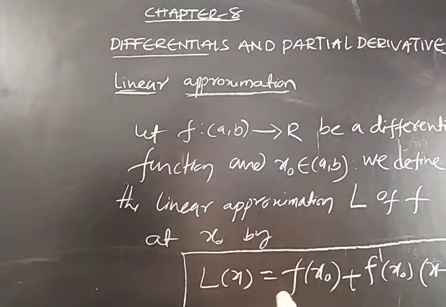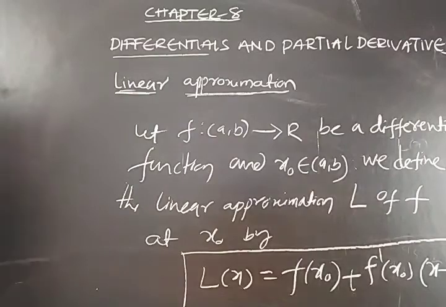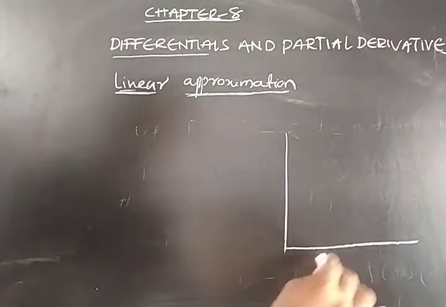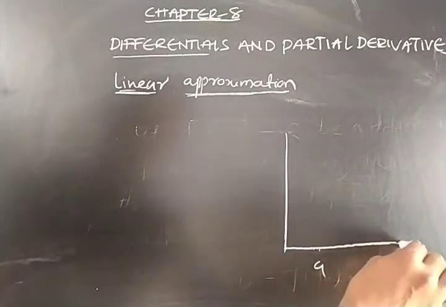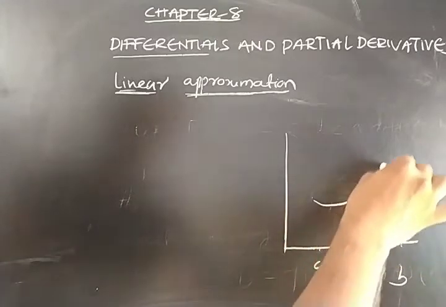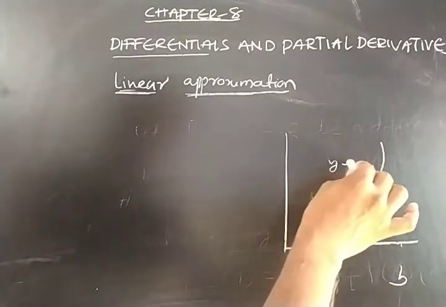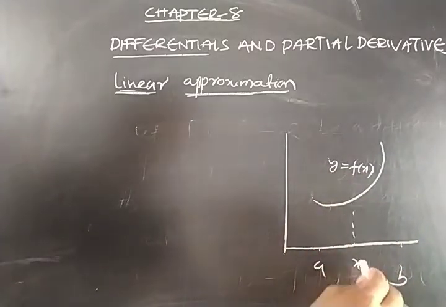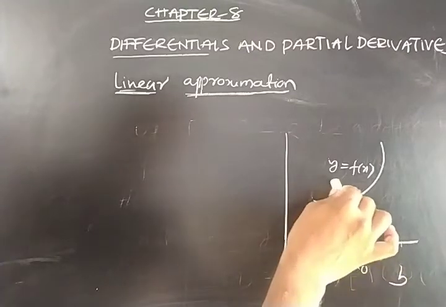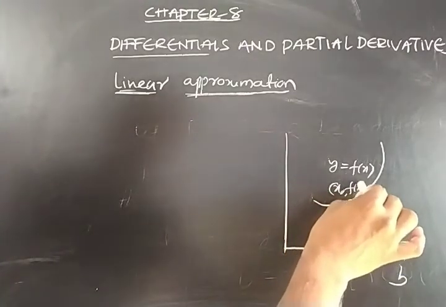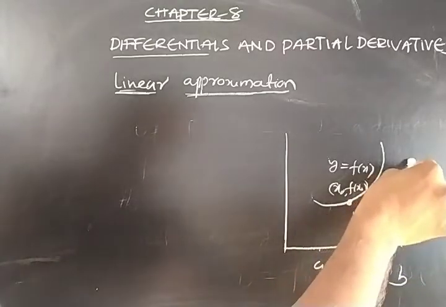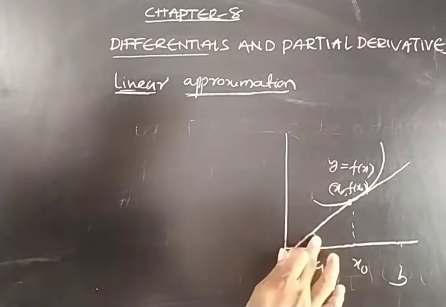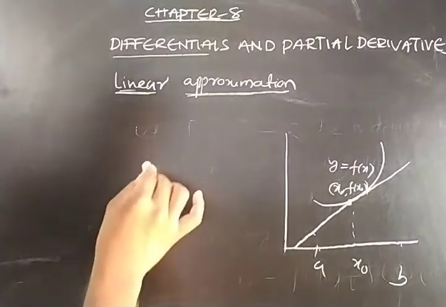Okay, so let me explain how to derive this formula. See, in the interval, this is a and this is b. Suppose this is the function defined in the interval a to b, y equal to f of x, and I am taking one point in the interval, x naught. So this point becomes x naught comma f of x naught. Suppose I draw one tangent at this point, then how can we get the slope of this tangent?